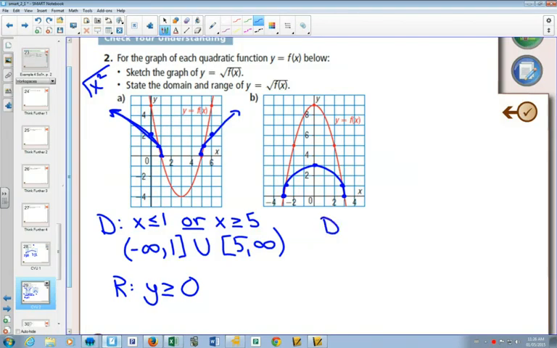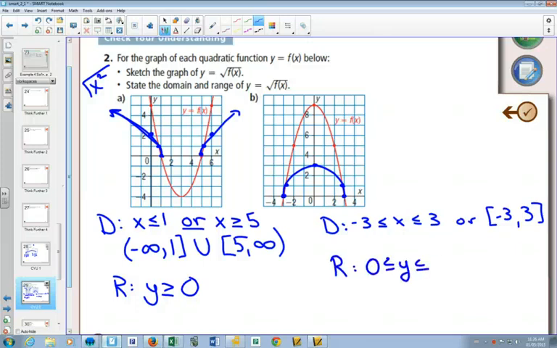Our domain in set notation would look like this. In interval notation, it goes from negative 3 to 3. Our range in set notation would look like this. In interval notation, it goes from 0 to 3.